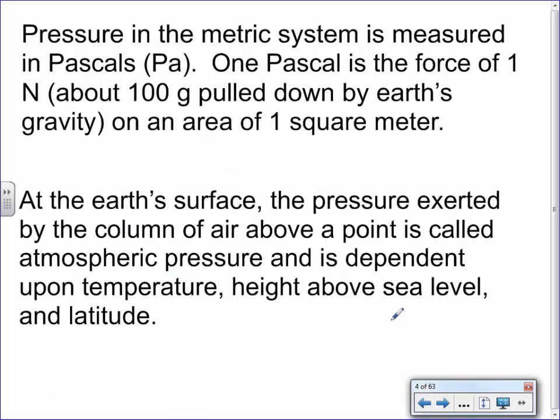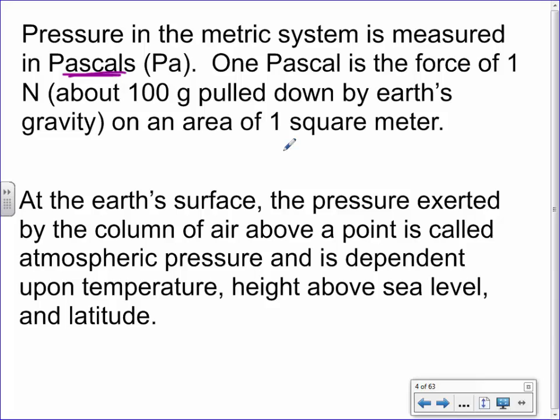In the metric system, then, which is the one we're going to focus on probably the most, but I need you guys to know the other ones. Metric system pressure is measured in a unit called pascals. Named after Blaise Pascal. You guys may have heard of his name before. He was actually a famous mathematician, too. Here's basically the concept. A pascal is 1 newton. And you guys all should know what a newton is, right? Because you did newtons in science 10, right? A newton is a unit of force. So the pascal is 1 newton on an area of 1 square meter.